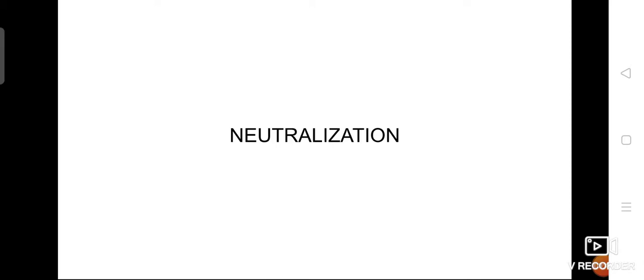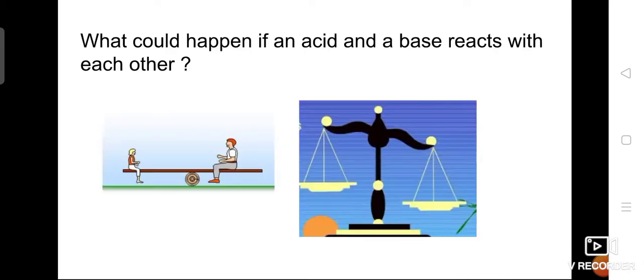So what do you think neutralization is? The word neutralize means to compensate something. It means that the effect of one object is neutralized by the effect of another object. So let us see what it is.